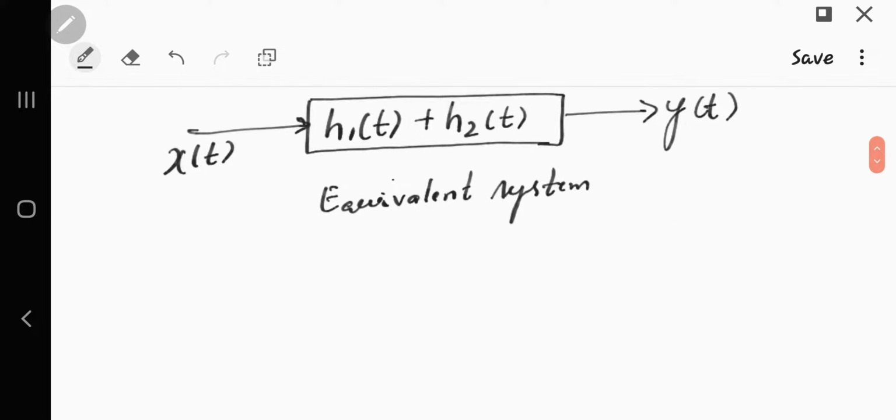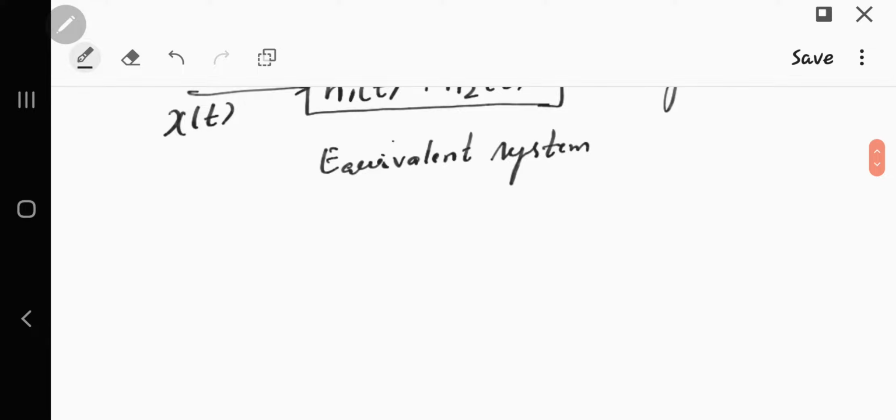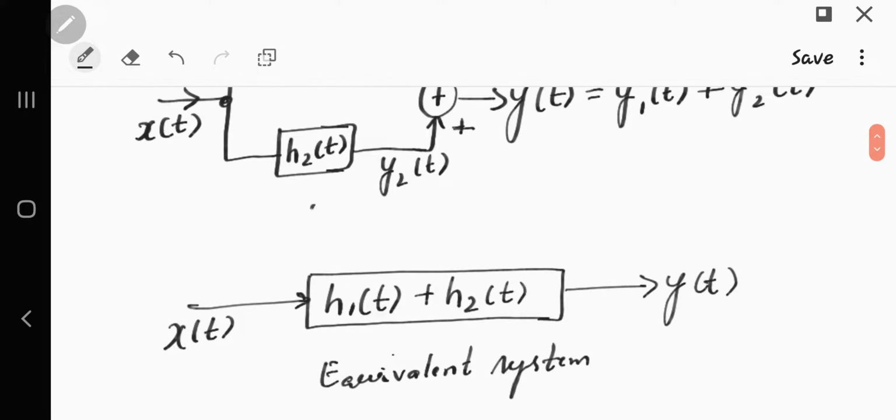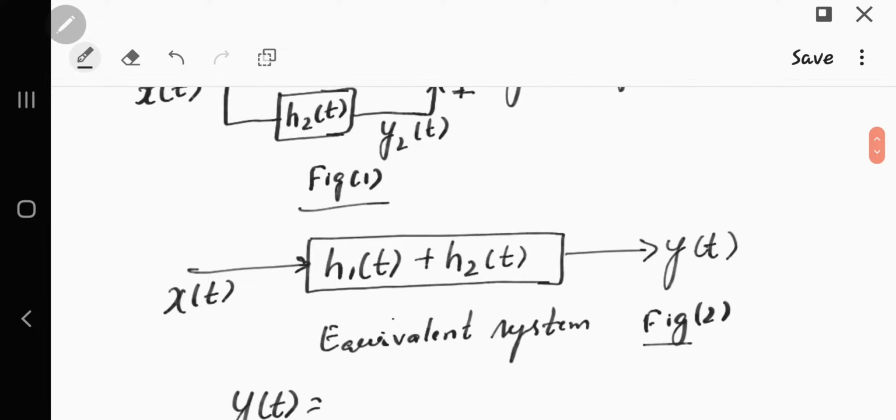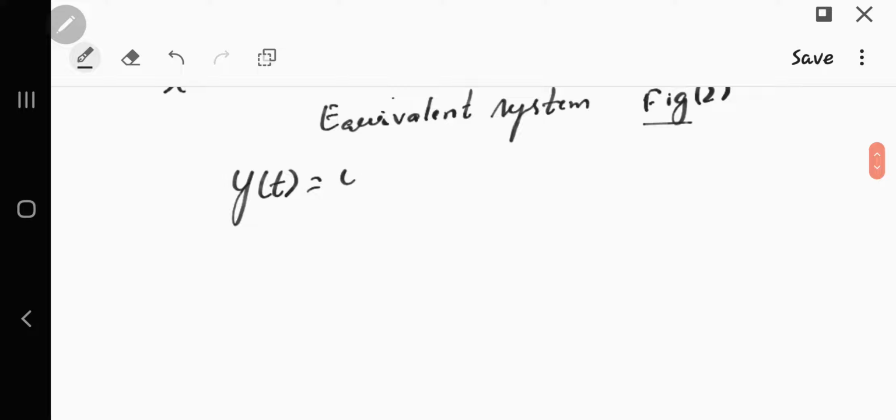Okay. Now let's see whether we get to that point or not. So how do you define y of t? From the parallel connection, you can call this figure 1 and this figure 2. Okay. In the first figure, you can see the output y of t is equal to the sum of y1 of t plus y2 of t, which are the outputs of the two respective systems connected in parallel. So let's define that: y of t is equal to y1 of t plus y2 of t.